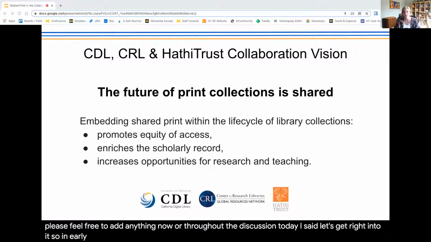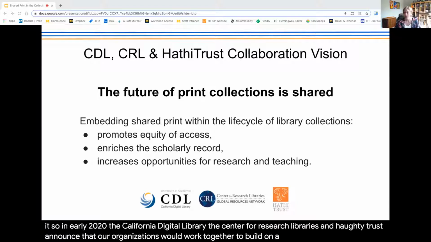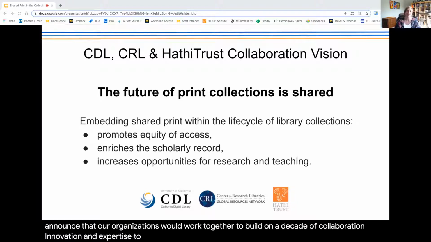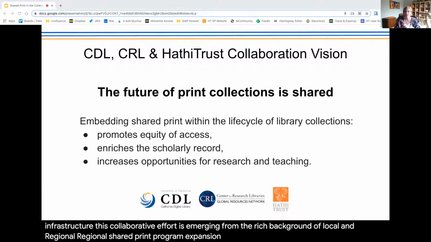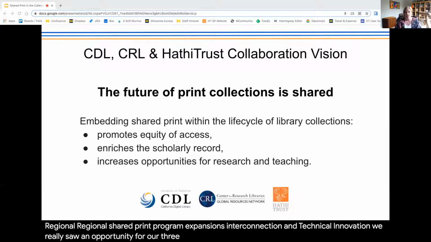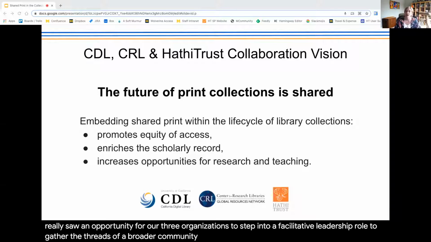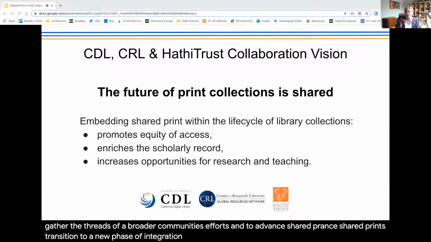In early 2020, the California Digital Library, the Center for Research Libraries, and HathiTrust announced that our organizations would work together to build on a decade of collaboration, innovation, and expertise to define a new phase of shared print built on open and interconnected infrastructure. This collaborative effort is emerging from the rich background of local and regional shared print program expansions, interconnection, and technical innovation. We really saw an opportunity for our three organizations to step into a facilitative leadership role, to gather the threads of a broader community's efforts, and to advance shared print's transition to a new phase of integration and interoperability.